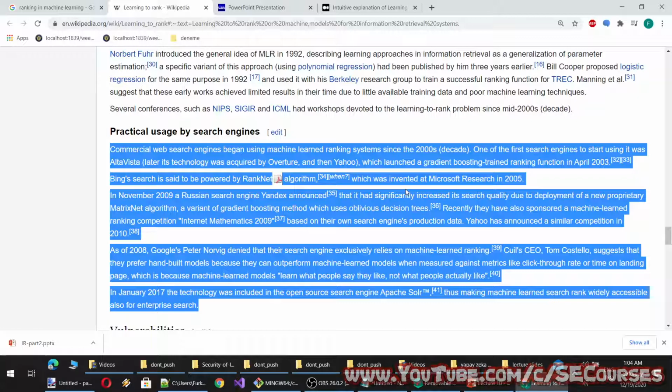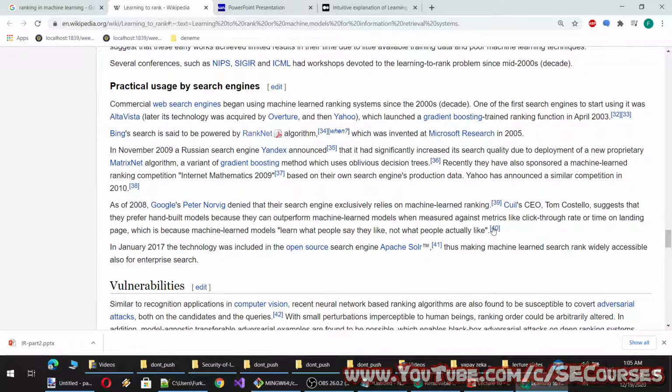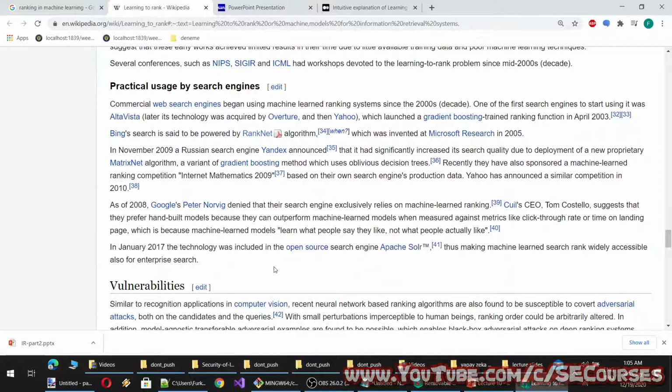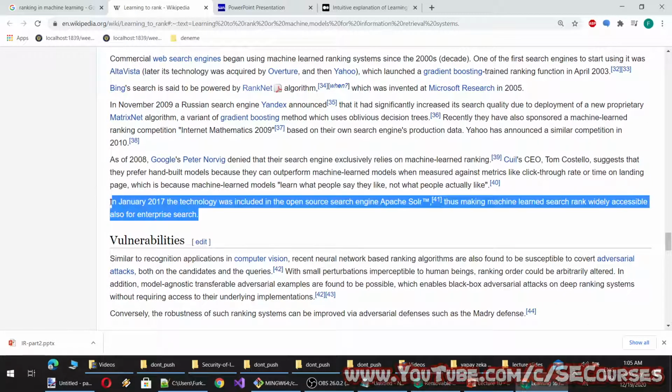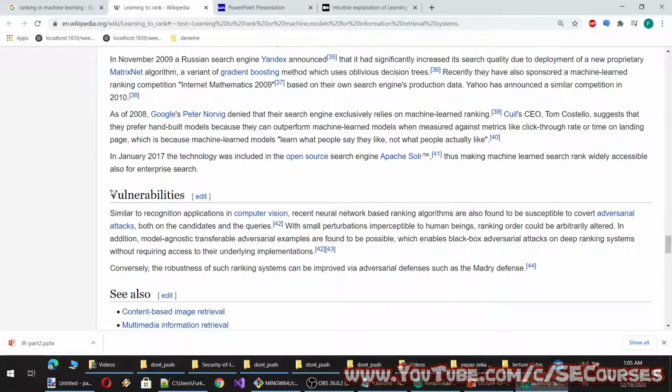As of 2008, Google's Peter Norvig denied that their search engine exclusively relies on machine-learned ranking. Cuil's CEO, Tom Costello, suggests that they prefer hand-built models because they can outperform machine-learned models when measured against metrics like click-through rate or time on landing page, which is because machine-learned models learn what people say they like, not what people actually like. In January 2017, the technology was included in the open-source search engine Apache Solr, thus making machine-learned search rank widely accessible also for enterprise search.